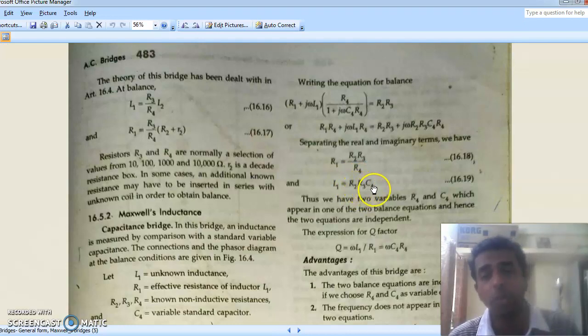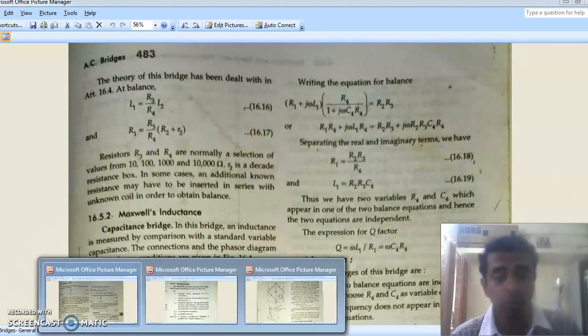So 10 raised to 6 multiplied by 10 raised to minus 6 will give an inductance value directly in Henry. So that is one of the advantages. And the major disadvantage of this method is that it uses a decade variable capacitance box, which is a bit difficult to obtain in terms of availability. That is a major disadvantage.